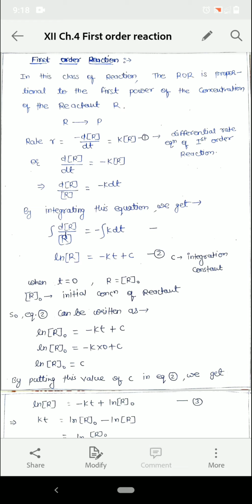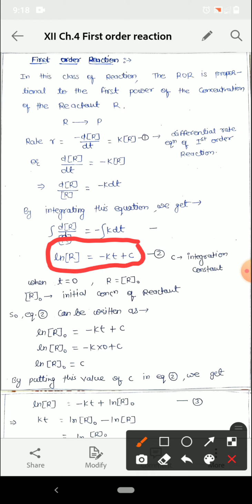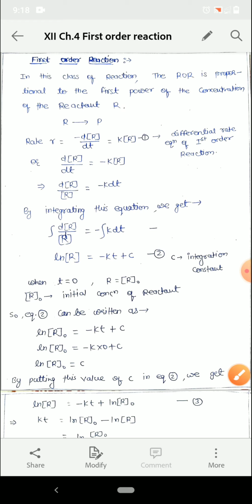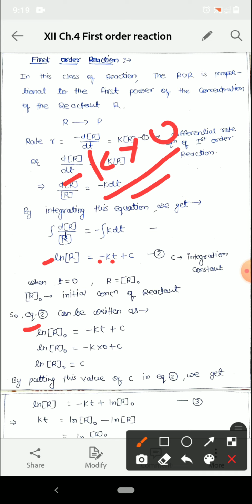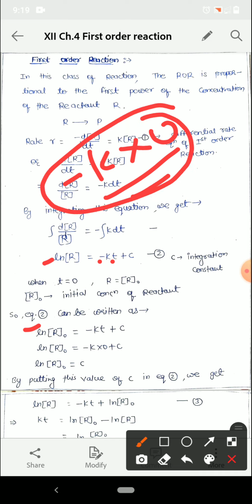So for the value of c, we have to do something. Suppose at t equal to 0, when the reaction has not started, the concentration is the initial concentration, meaning R was R naught. So now we are writing these values in that equation. So ln R becomes ln R naught, minus k into 0 because t is equal to 0, so it will be 0. Okay, so minus kt plus c, so k into 0 is 0.